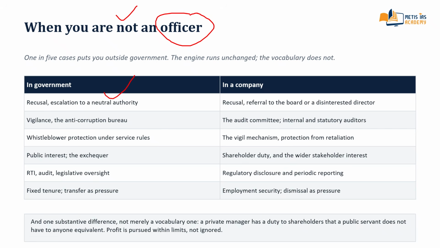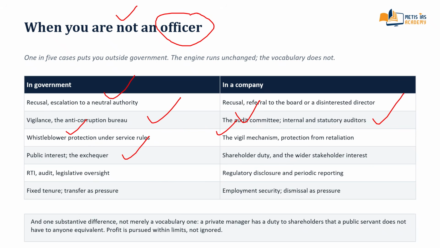In government, recusal and escalation to a neutral authority. In a company, recusal and referral to the board or a disinterested director. In government, vigilance and the anti-corruption bureau. In a company, the audit committee, internal and statutory auditors. In government, whistleblower protection under service rules. In a company, the whistle mechanism and protection from retaliation.